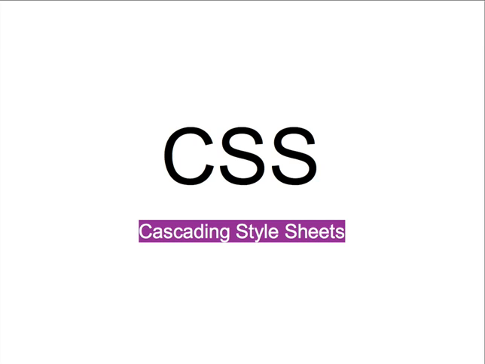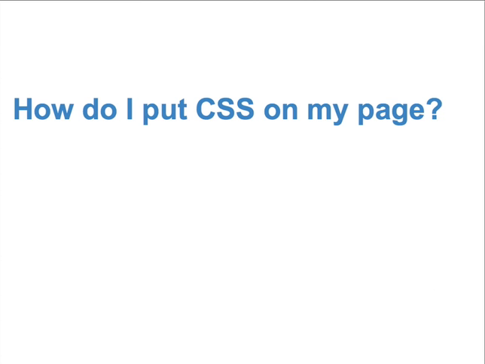So, cascading style sheets, what are they for? Well, you can change things like text. You can change the color of text, the backgrounds behind text. You can change size, position on the page.